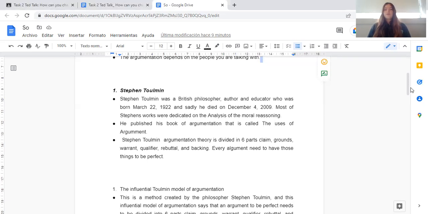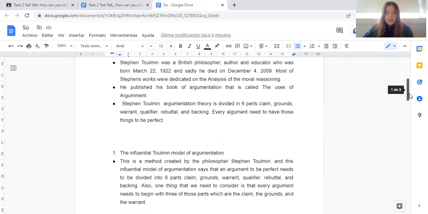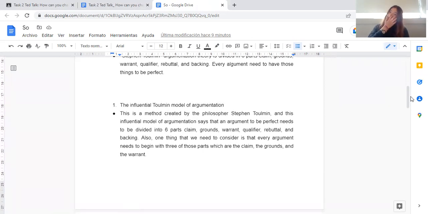It is based on 6 parts. The theory is divided into 6 parts: the claim, the grounds, the warrant, the rebuttal, and the backing. Every argument needs to have those 6 parts to be a perfect argument. So the theory of Stephen Toulmin is called the influential Toulmin model of argumentation. This is a method created by the philosopher Stephen Toulmin, as I said before, and it says that every argument needs to be perfect.